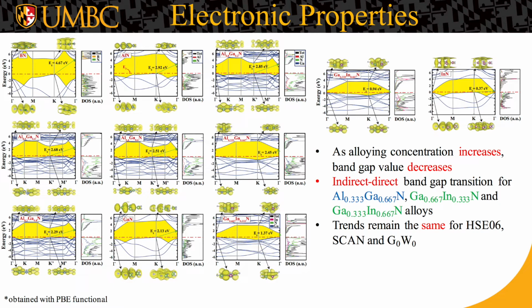These direct gap alloys have parabolic bands around the valence band maximum. In contrast, the other aluminum gallium nitride alloys have localized flat bands along the valence band maximum. We also calculated the electronic structure with the HSE and SCAN functionals and the G0W0 method and observed the same trends in all methods.